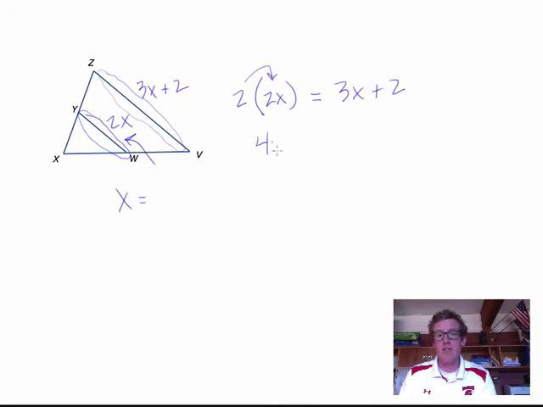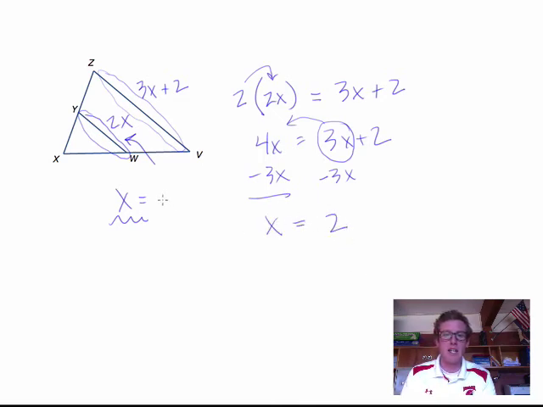Then we can distribute 2 into the parentheses, and we can say 4x equals 3x plus 2. And remember, our goal is to try and solve for x. So I'm going to get all the variables on the left and all the numbers on the right. That means I need to get this 3x over there. So I'm going to say minus 3x, and I'm left with x equals 2. Bam, just like that, x equals 2.